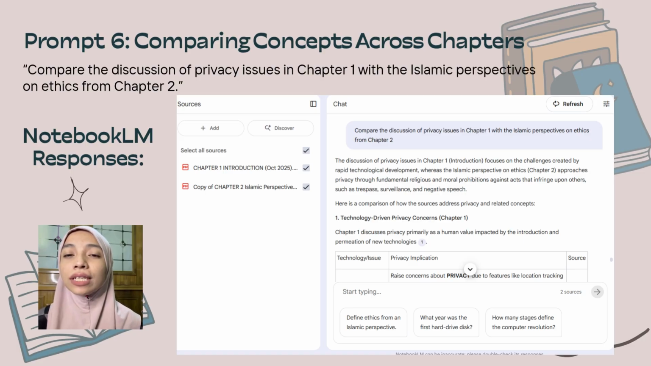This helps students connect what they have learned across topics instead of studying them separately. It also improves critical thinking by helping students see relationships and make better conclusions from their learning materials. Overall, it encourages a deeper understanding instead of just memorizing facts.